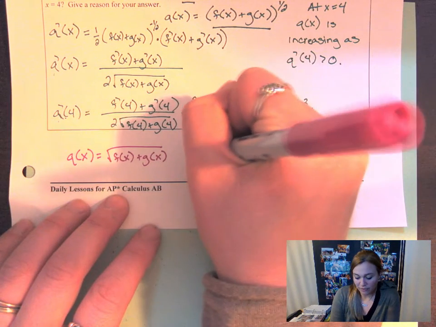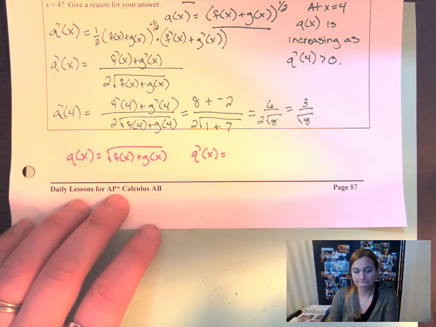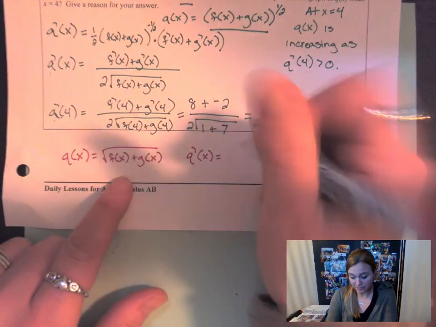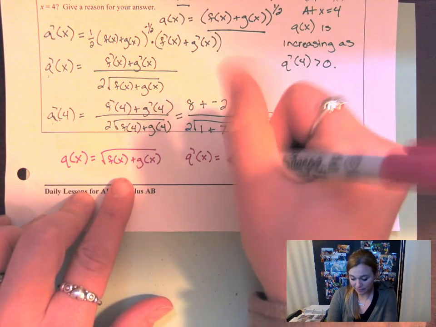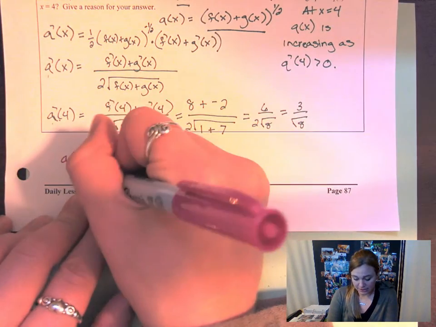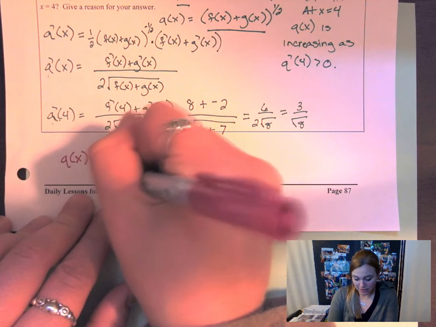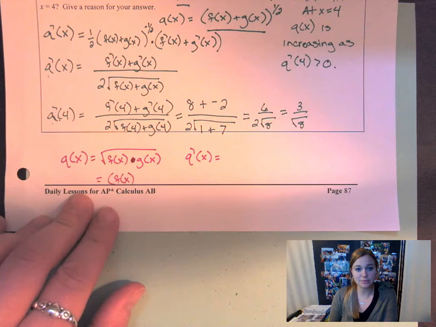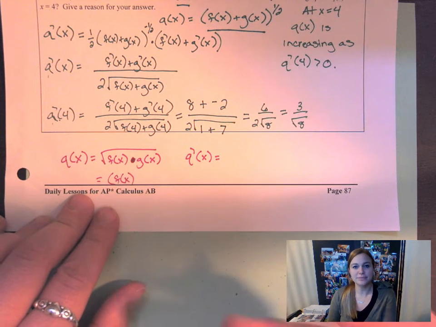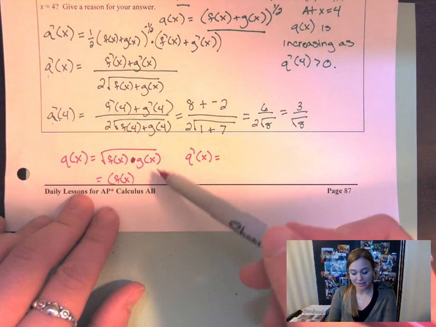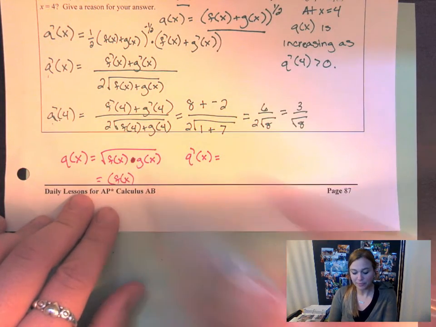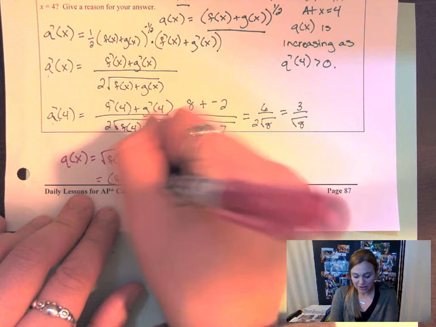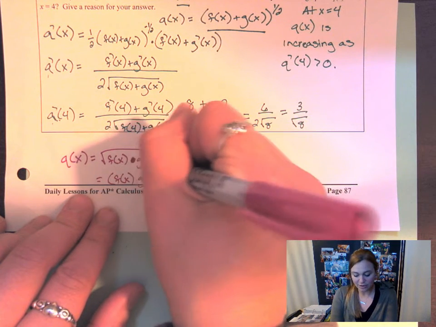Q prime of x. Q prime of x is going to be, this is the same thing, by the way, as f of x. Oh, sorry, I should change this. I meant this to be times g of x. If you're like, oh, that looks like the same problem to me. That's because it was the same problem. But this is on one version of the test, that was on the other one. This is f of x times g of x raised to the 1/2 power.